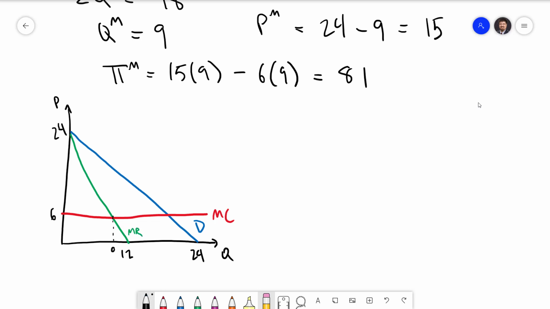We found a quantity of 9, and then a corresponding price of 15. When we have a constant marginal cost and no fixed cost, the horizontal marginal cost curve is also the average total cost. The total profit the monopoly makes is going to be this rectangle right here, which has an area of 81, as we showed earlier. The deadweight loss is going to be this triangle right here.